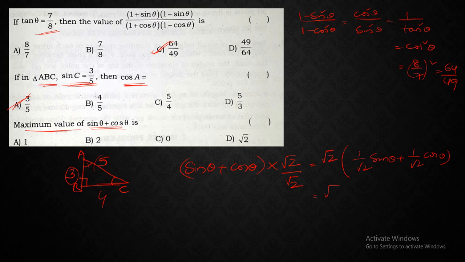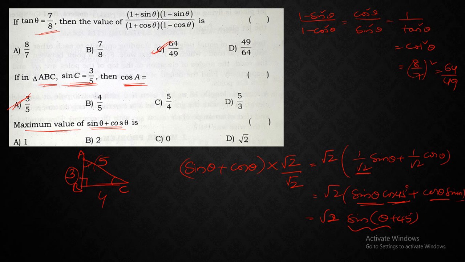So this 1 by root 2 I can write as sin 45 or cos 45. So here I am making use of cos 45 first. So sin theta into cos 45 plus cos theta into sin 45. So sin A cos B plus cos A sin B, this I can write as sin of A plus B. So sin of theta plus 45 degrees.